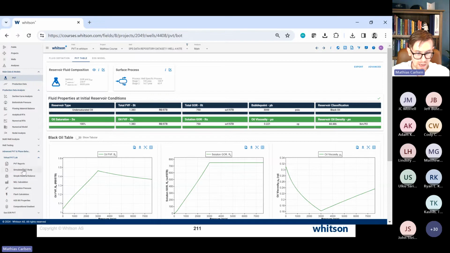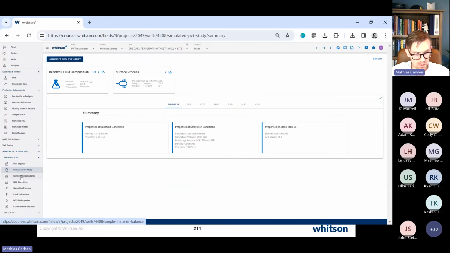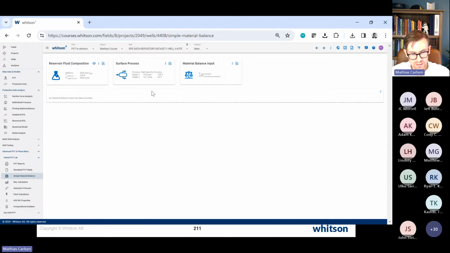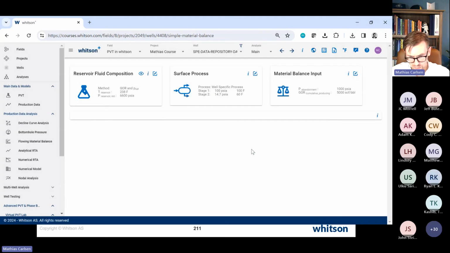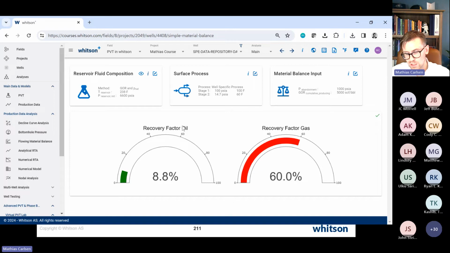So if we go all the way down here, it doesn't require any simulation or anything fancy. Go down to simple material balance, and we input an abandonment pressure of 1,000 and a cumulative GOR of 5,000. Okay. When we click save here, if those things were true, these are the recovery factors that we should be looking at for this case.